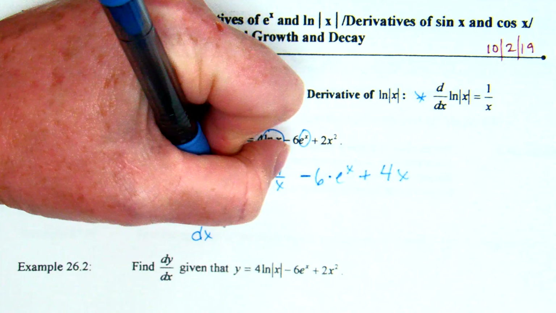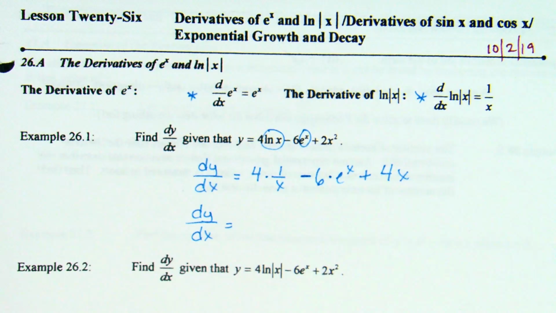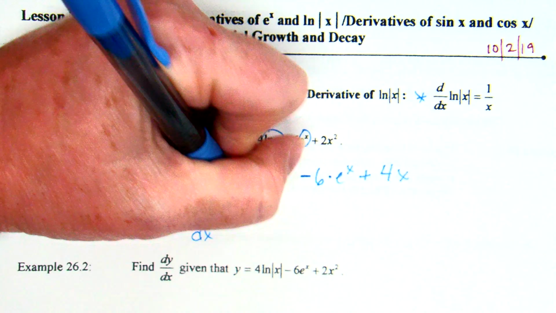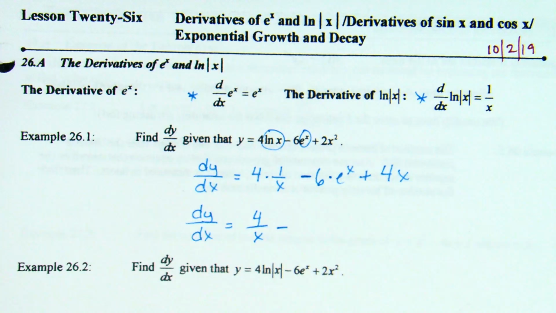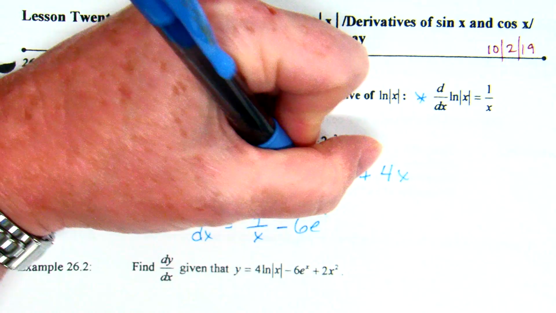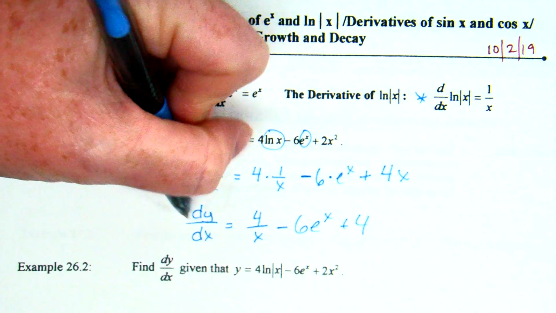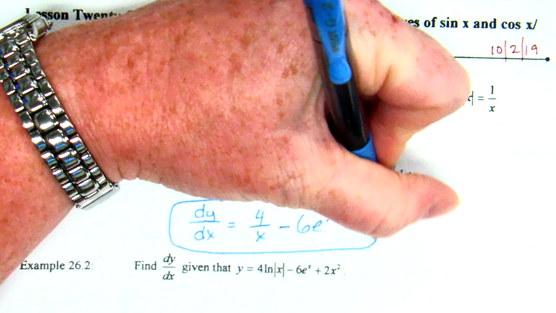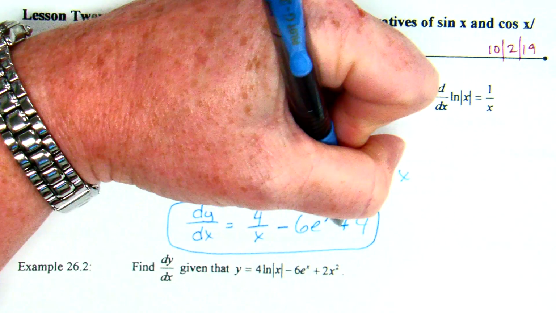That is it, other than a little bit of cleanup. 4 times 1 over x, how could that be written? 4 over x. Minus 6 times e to the x is 6e to the x, plus 4x. Questions?